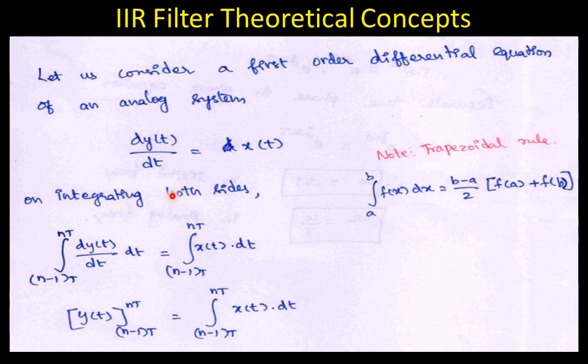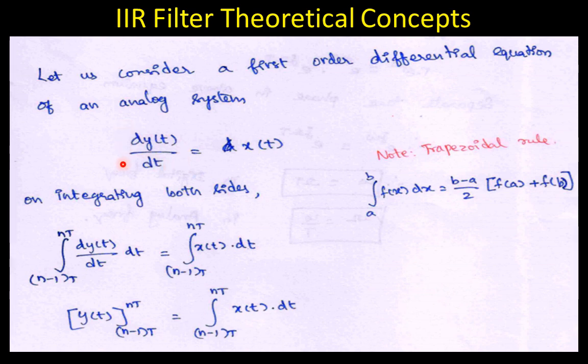Next, in order to derive the relationship for the bilinear transformation technique, let us start with a first order differential equation in an analog system. Generally a first order differential equation can be represented like this. This is one example. Let us start with this.